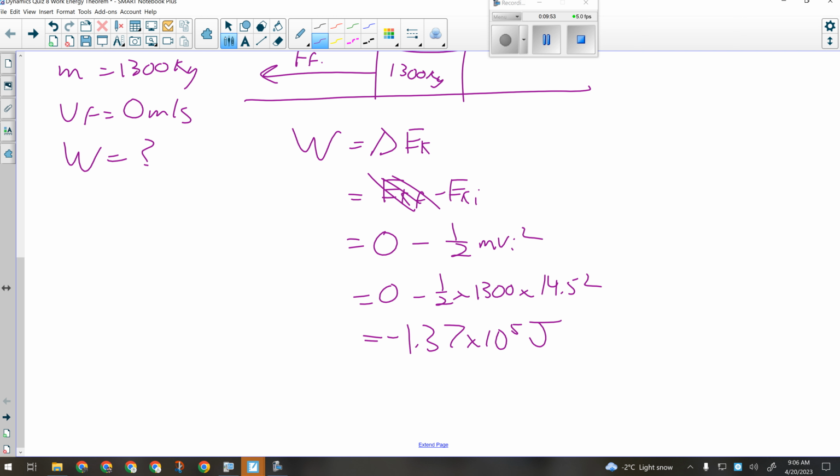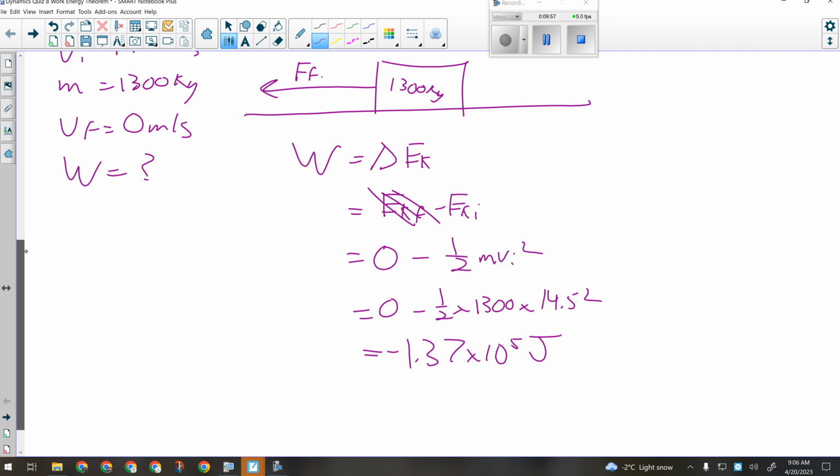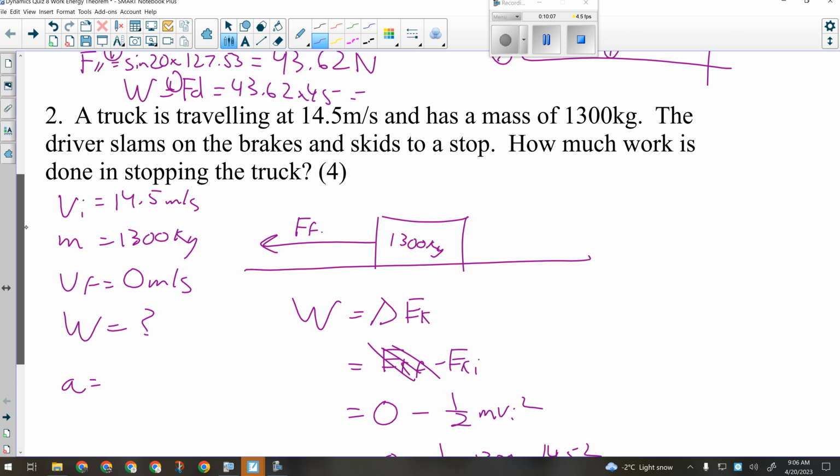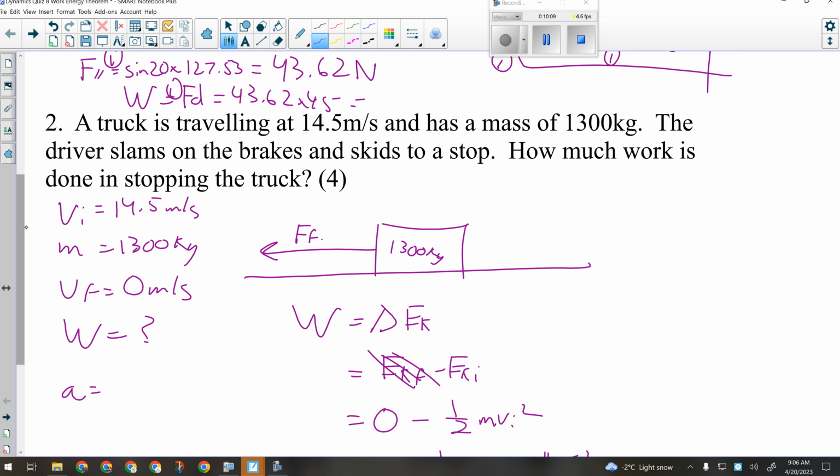Now, here's the other way you can do this one, as a Newton's second law question. Friction is the only force, therefore it is the net force. So can I calculate the acceleration? No, I can't, because I didn't give you the distance. You can't do it that way, because I knew I kept something out of there.